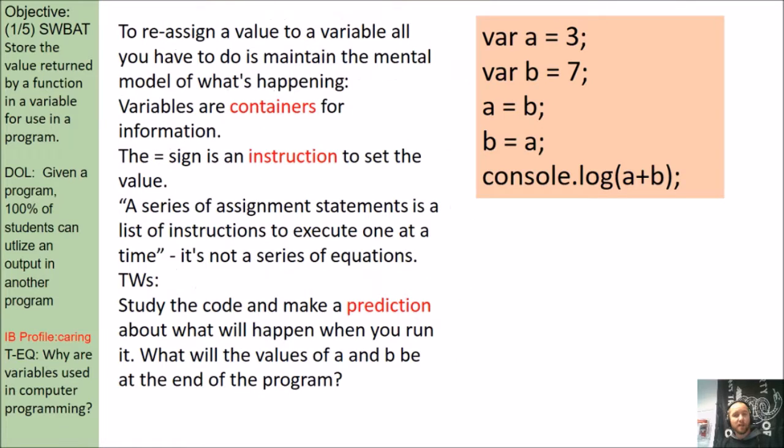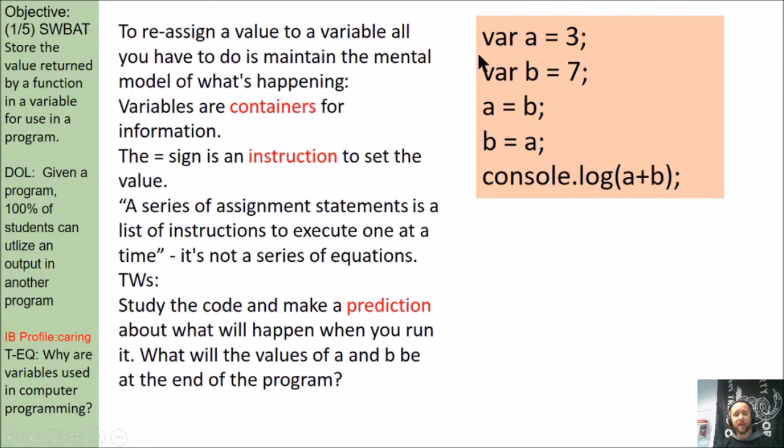Now to reassign a value to a variable, all you have to do is maintain the mental model of what's happening. Variables are containers for information. The equal sign is an instruction to set the value. So a series of assignment statements is a list of instructions to execute one at a time, so it's not a series of equations. Your think right here after that is study the code and make a prediction about what will happen when you run it.